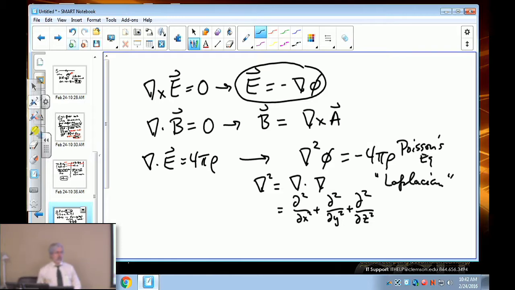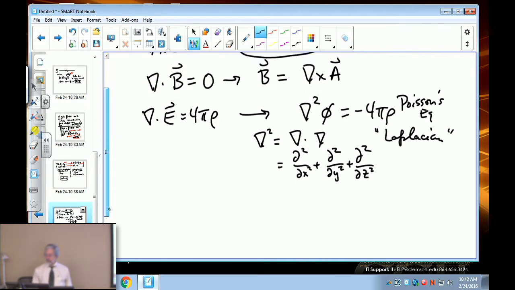And you saw at the beginning we inverted Poisson's equation to find phi in terms of rho. By doing an integral, we can invert Poisson's equation to find phi directly from rho.